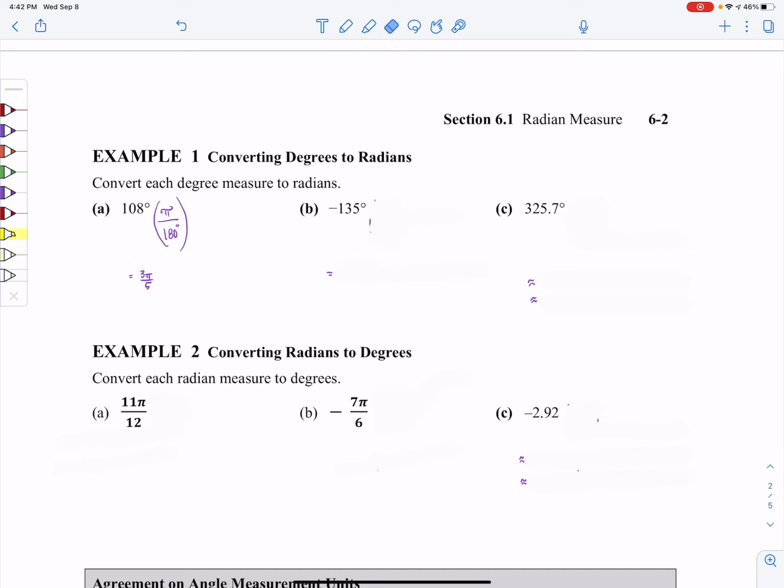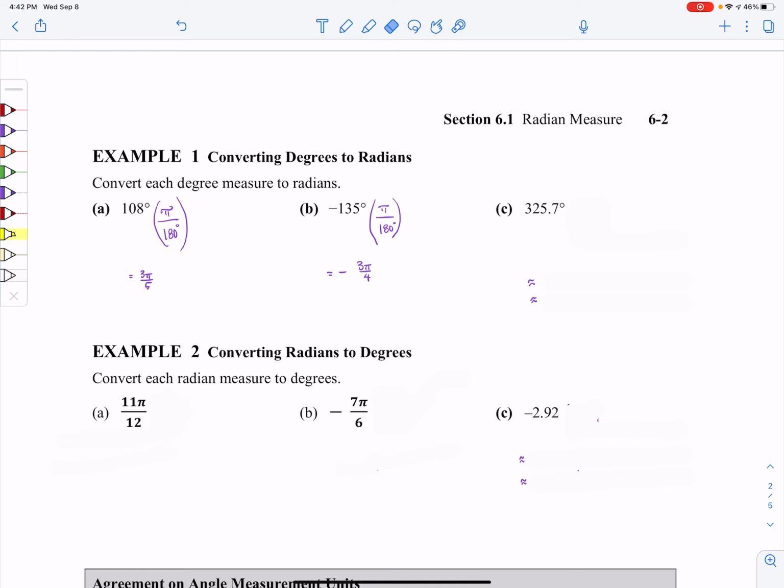For part B, same thing. If I want to change negative 135 degrees into radians, I'm going to multiply by pi over 180. I'll reduce my fraction, and I'll get negative 3 pi over 4. You might say, you keep writing degrees, but you don't write radians. And I'll discuss that here in just a moment. That is on purpose. That is intentional.